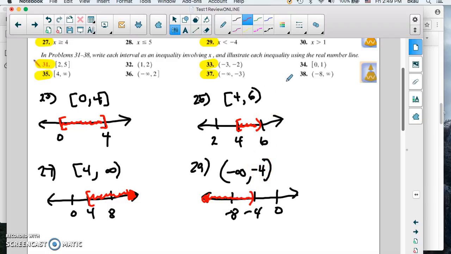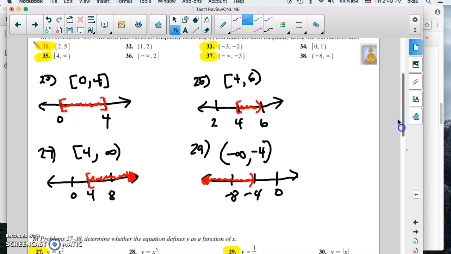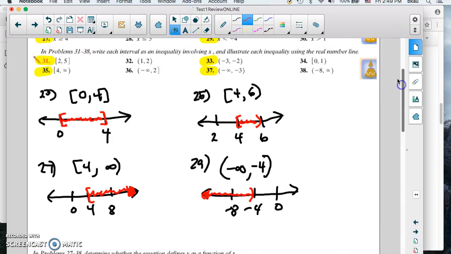Alright, now on the other ones here, they're giving you the interval. They're going to want you to write inequalities and draw the number lines. So we'll do the inequalities, but you should be able to draw the pictures based upon the inequalities. So in 31, we're going from 2 to 5, so your inequality would be 2 less than or equal to x less than or equal to 5.